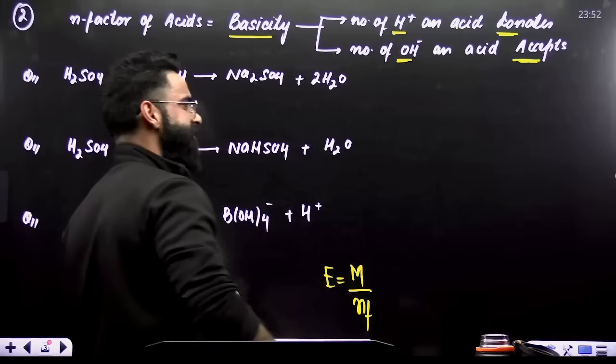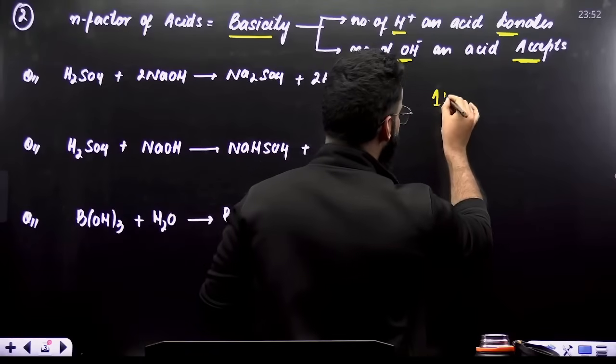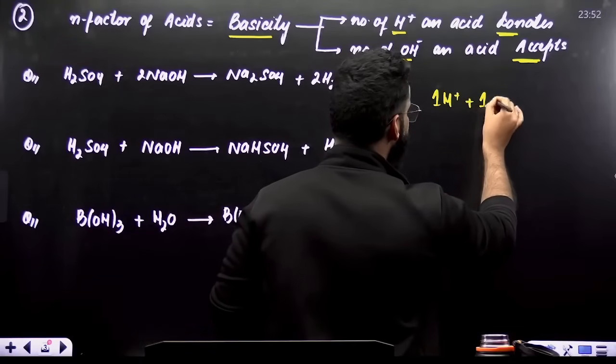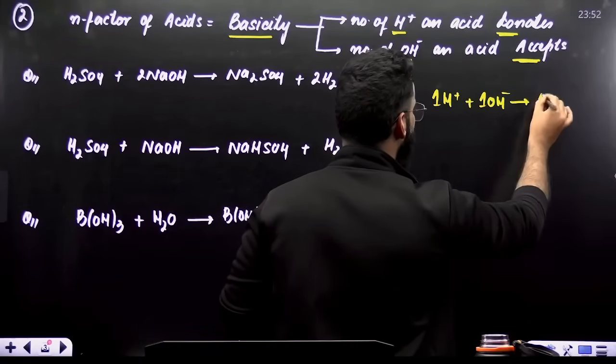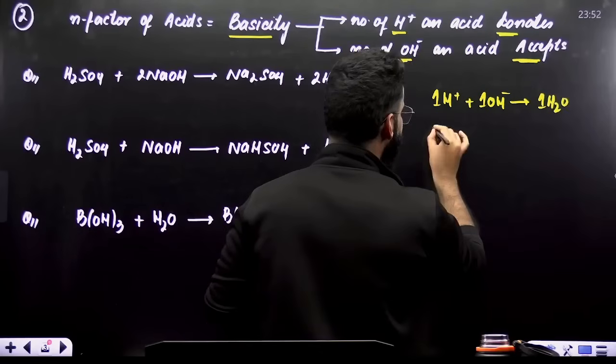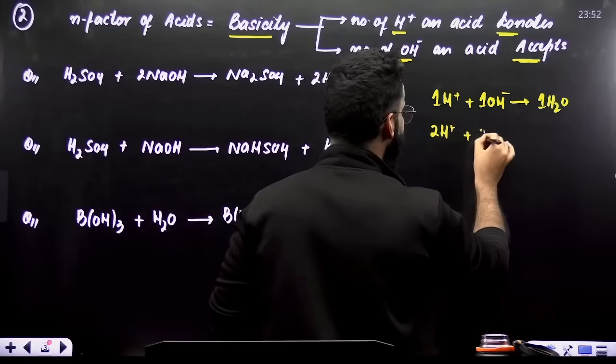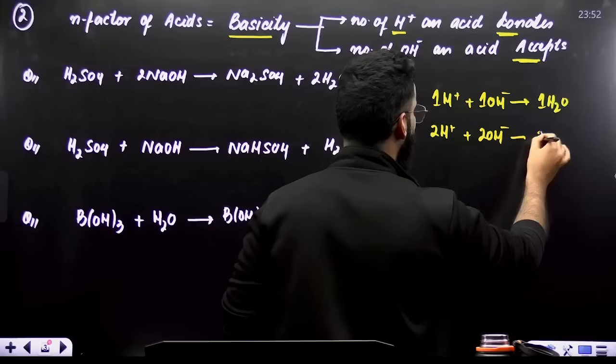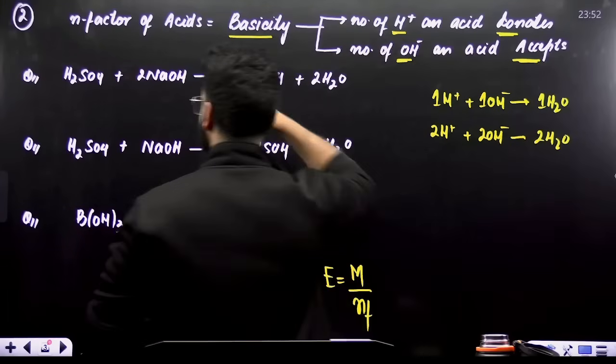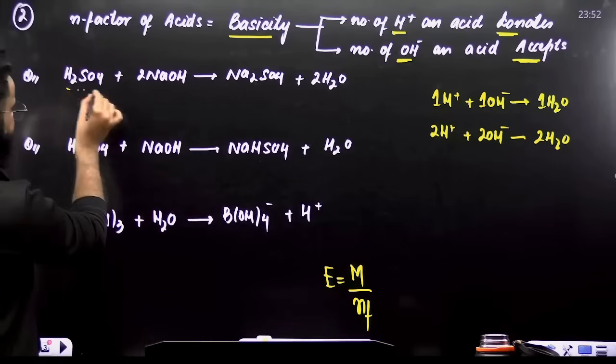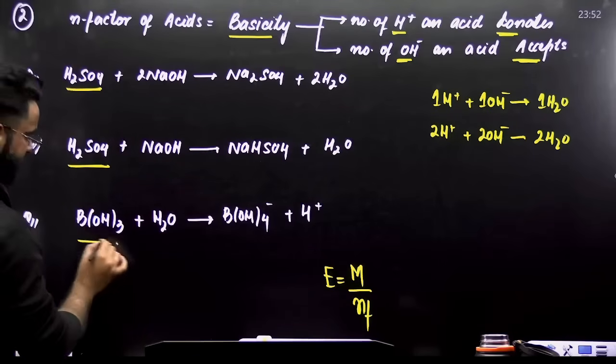Now remember one thing, guys. When one H positive combines with one OH negative, it leads to the formation of one water molecule. Similarly, if two H positives combine with two OH negatives, they'll form two water molecules. Now, for example, these are some questions. I have to calculate the N factor of H2SO4 here as well as here.